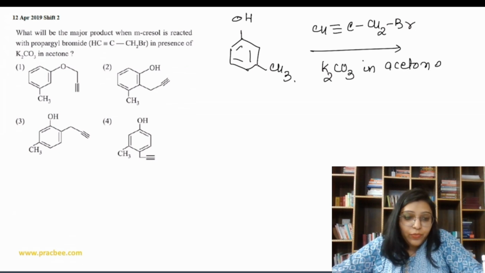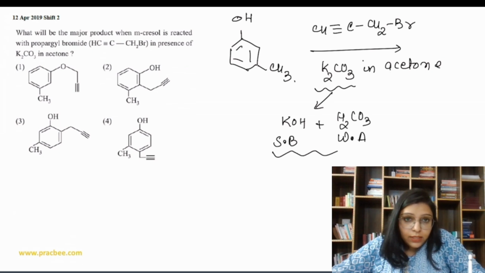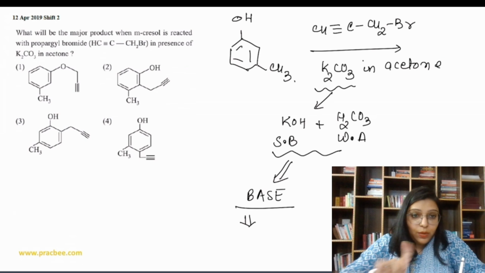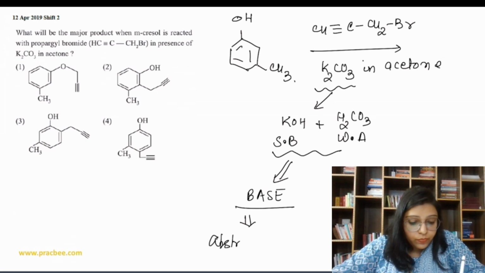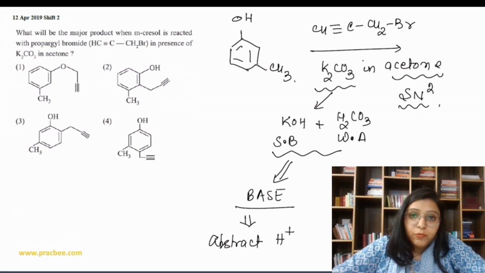Right? So see, what is K2CO3? So K2CO3 is formed from KOH, which is the strong base, and carbonic acid H2CO3, which is the weak acid. So it means this K2CO3 is the base. And if it is the base, its main work is to abstract hydrogen. Then acetone is given, it means we have to perform an SN2 reaction, right? We have to perform an SN2 reaction. So how to solve this?